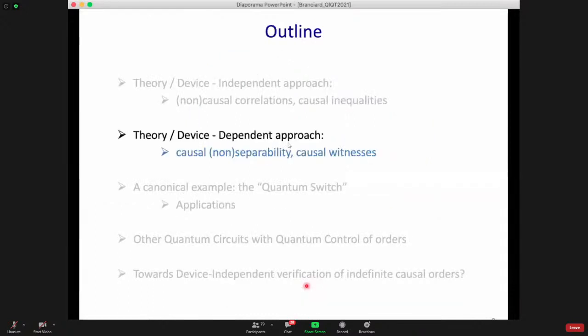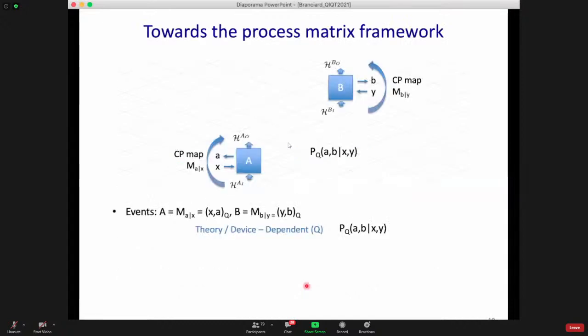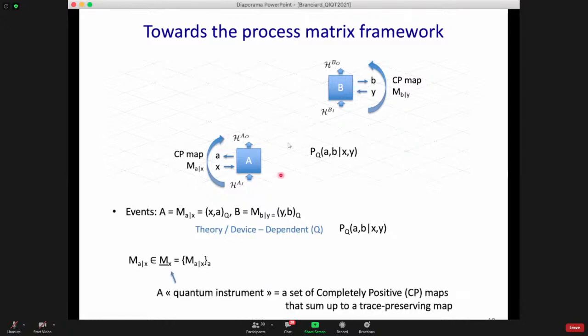Let's move to theory-dependent. So let's introduce some quantum ingredients. As I said, now we will look into what's happening inside the boxes, and we will assume that what is inside the boxes is described by quantum theory. So again, we have some input and output Hilbert spaces, and some quantum operation, which should be a CP map. So what is it exactly?